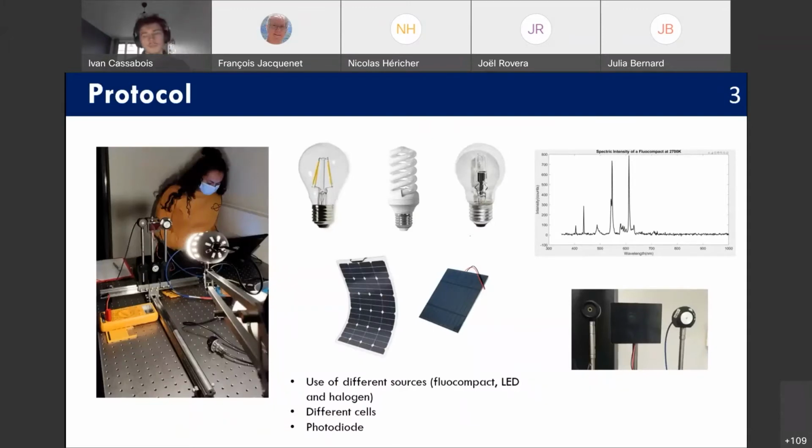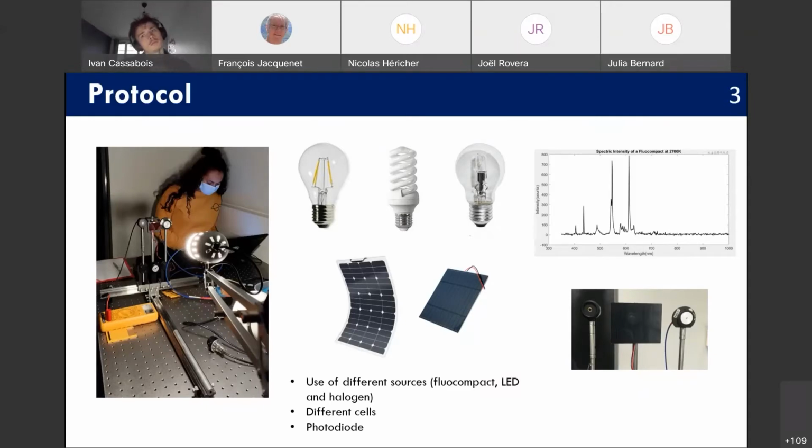Yvan, so we had different light sources, especially LED, halogen, and fluo compact. And we had different photovoltaic cells, like the regular one with silicium and the flexible, for example. Finally, we had different tools. For instance, an algorithm created by Bastien, different software like Spectra Suite and Ocean Optics, and other tools like photodiode or photospectrometer.